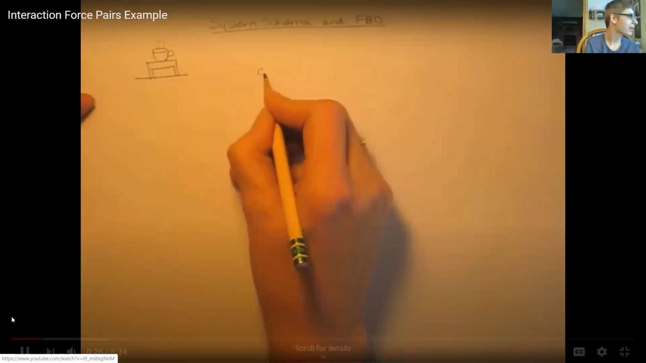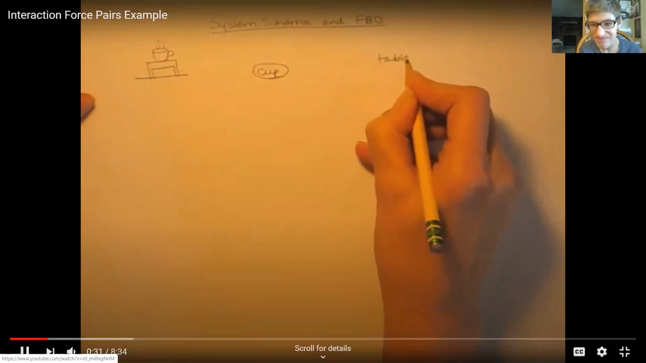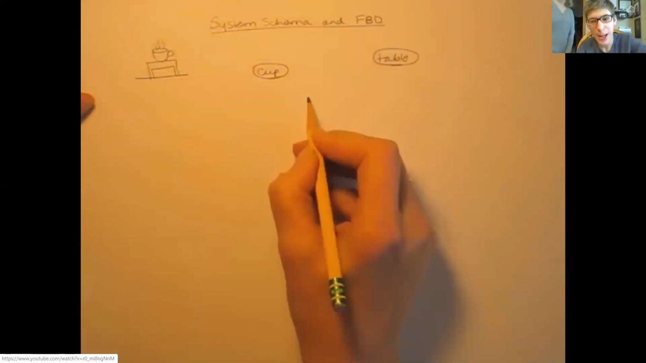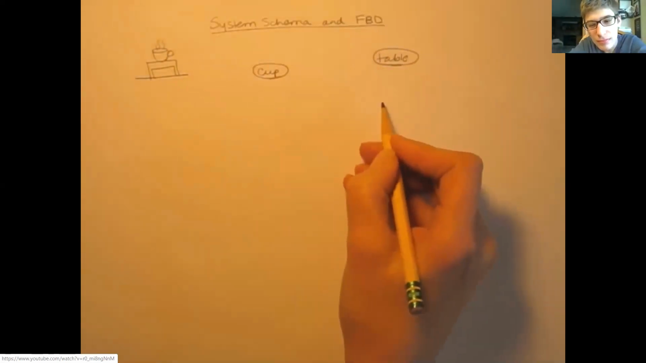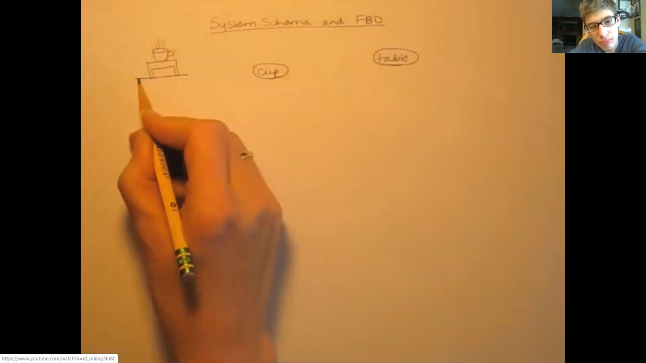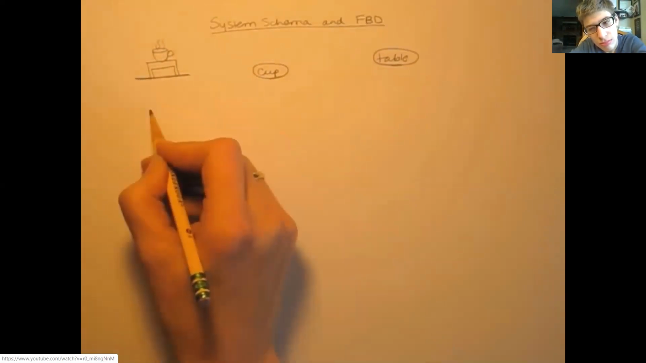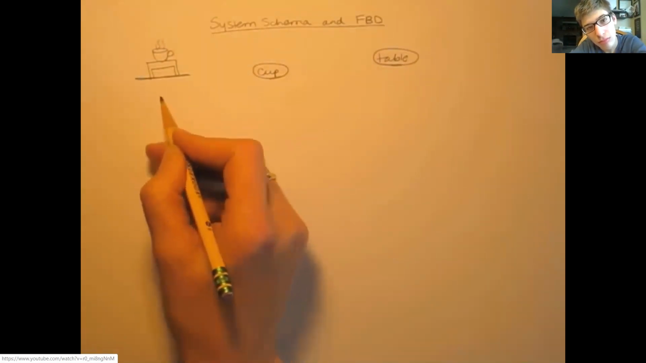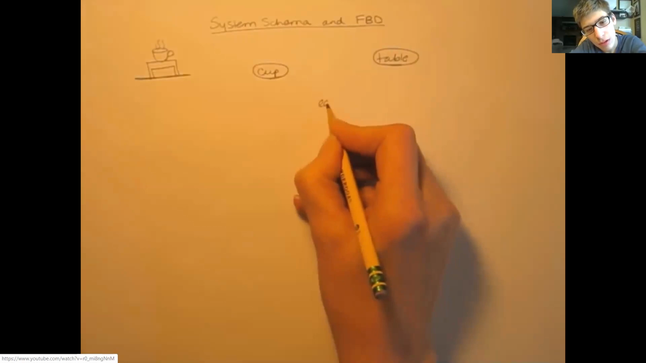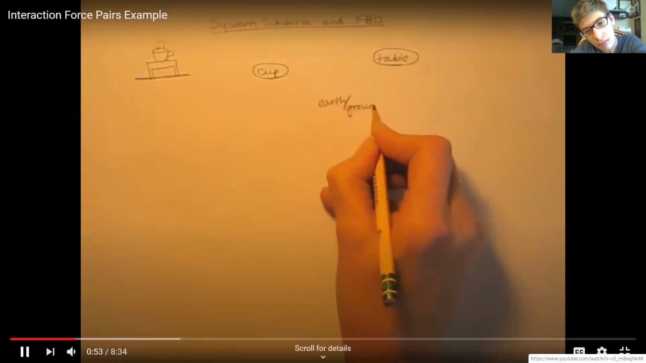So our objects in our system schema are going to be the cup, the table, and normally we would have included the earth and the ground as two different objects. Because the earth and the ground really are connected together, and it's going to make more sense when drawing a free body diagram of the earth and the ground to have them as one object, we're going to include them as one object on our system schema.